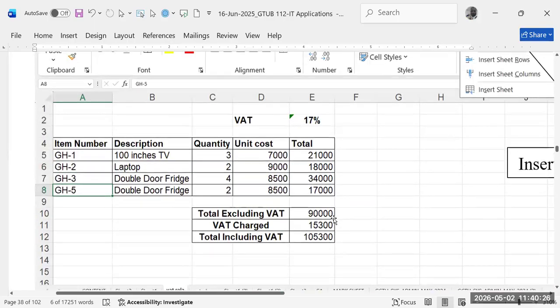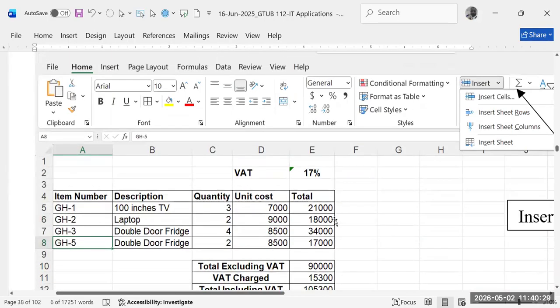If I ask you to write the formula for E8, who can help with this? Give me the formula for E8. Here the VAT is here. I've not added the VAT to this. This is total excluding VAT. VAT charge will come to all this. Who can give me the formula for E8?